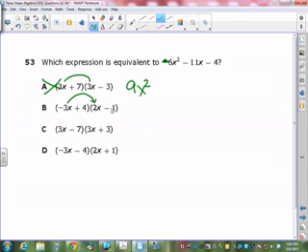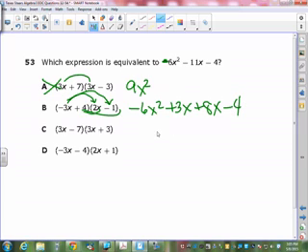Negative 3x times positive 2x is negative 6x squared. And then negative 3x times negative 1 is plus 3x. 4 times 2x is 8x, minus 4. You get negative 6x squared plus 11x minus 4.